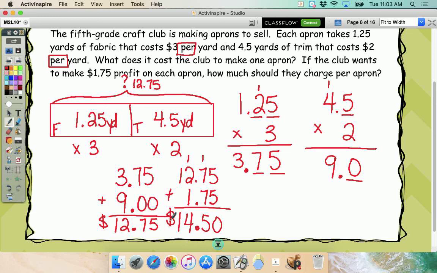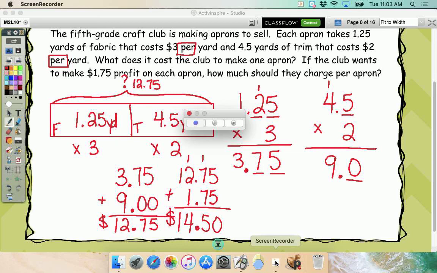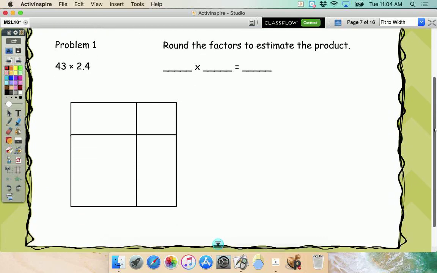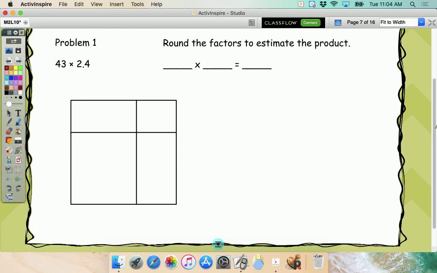I'm going to pause it and tell you a quick story about a 5th grader we had one. Lesson? No. Okay, so we are going to multiply with decimals today, but we're not using the area model. So go ahead and put an X through the area model.